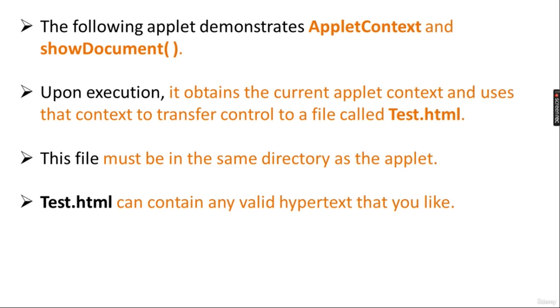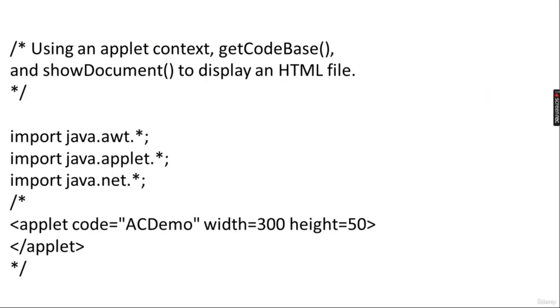So the following example demonstrates the applet context and show document. Upon execution, it obtains the current applet context and uses that context to transfer control to another file called test.html. This file must be in the same directory as the applet because it is a code base. It is a document base. Test.html can contain any valid hypertext that you like, anything, but it should be HTML tags only.